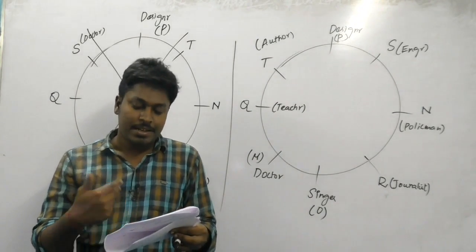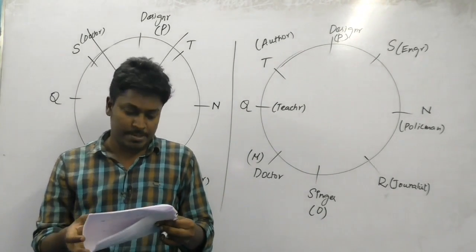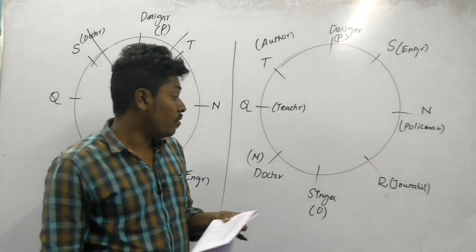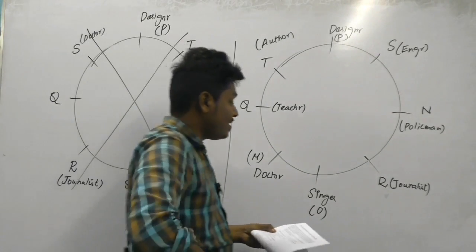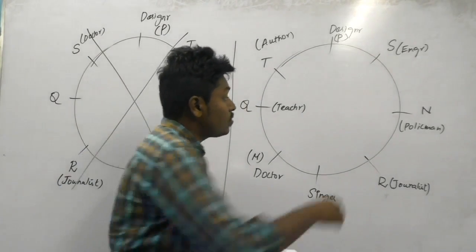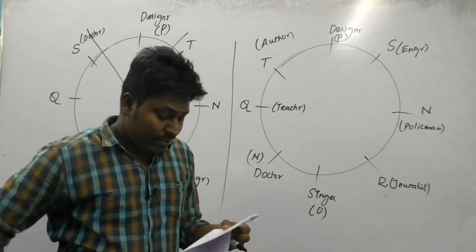That is the 5th option. Now we can go for the 7th question. Which of the following statements is true? Only one person sits between S and O, right? Where is S here? S is here and O is here. They have said that only one person is sitting. See here, friends, there are 2 persons sitting. So the first is wrong.